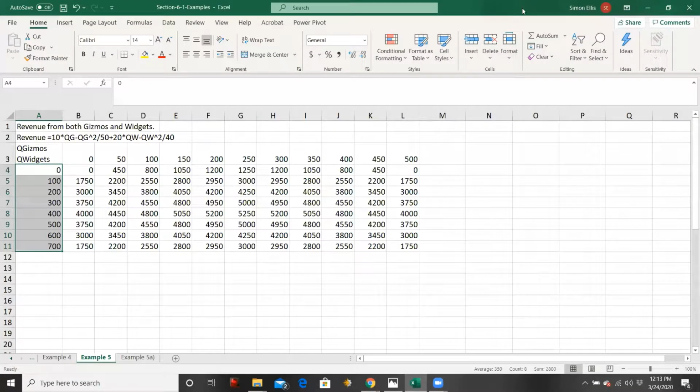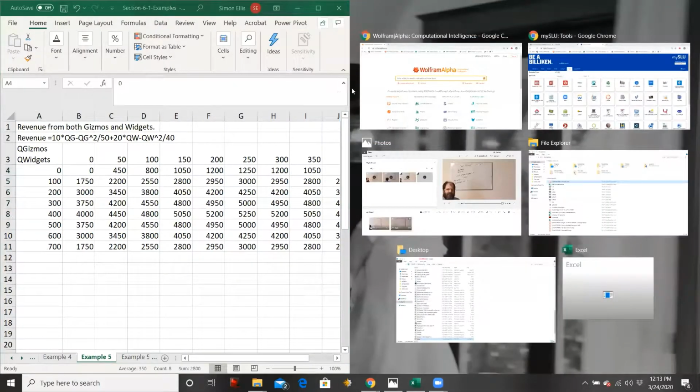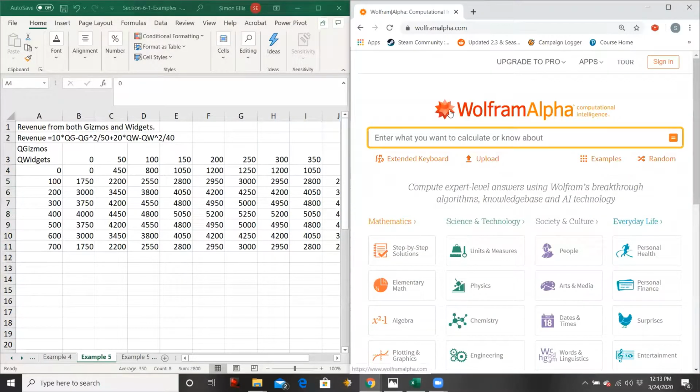Okay, so the first thing I want to do to make this easy on myself is grab this and grab Wolfram Alpha here and have them up there together. Okay. And so now that I have them both here together, I can look at my function here and copy it over here. And we're going to say the quantity of gizmos is going to be X, and the quantity of widgets is going to be Y in Wolfram Alpha. All right, so let's go ahead and begin.